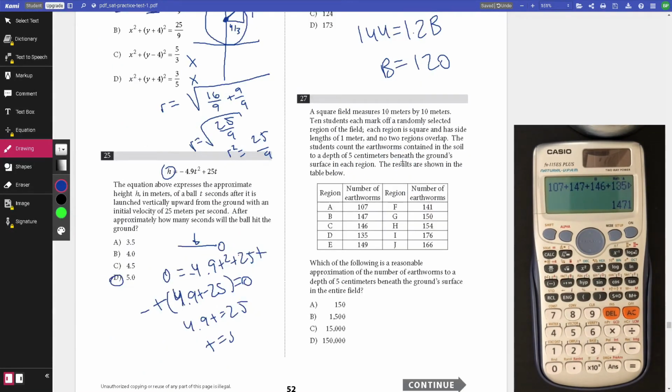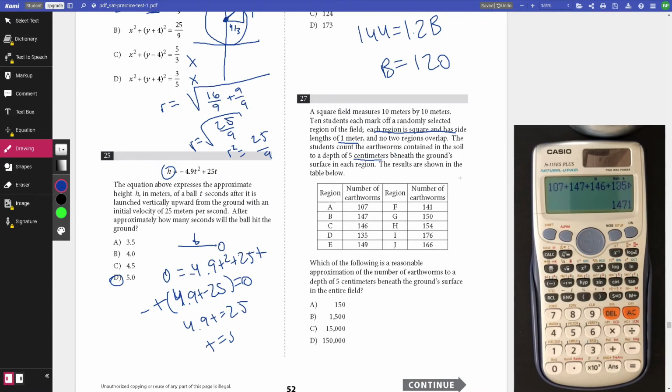Number 27. A square field measures 10 by 10 meters. Each of 10 students marks off a randomly selected region of the field. Each region is a square and has a side length of 1 meter. No 2 regions overlap. The students count the number of worms contained in the soil to a depth of 5 centimeters beneath the ground surface in the region. Results are shown in the table.